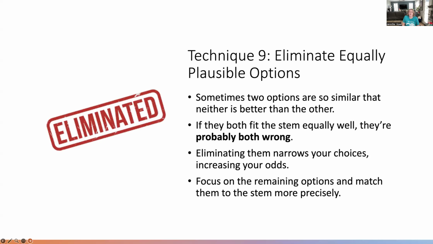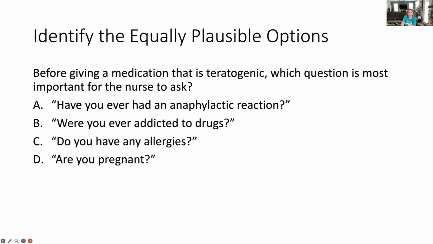Okay, so technique number 9, eliminate equally plausible options. Sometimes we have 2 options that are so similar that neither one is better than the other. If they both fit the stem equally well, then they're probably both wrong. This is one of those cases where I may not know the answer, so I'm just looking at how I can best eliminate distractors, and this is a really good technique for that. If I can eliminate 2 things because they're very similar, then that leaves me a 50-50 guess instead of a 25% guess, right? So let's look at an example of that.